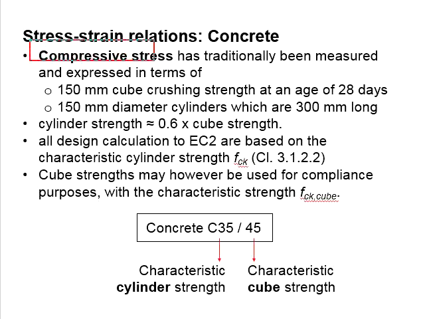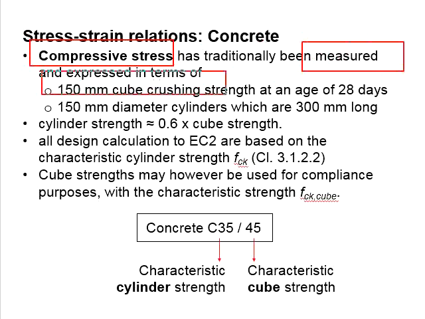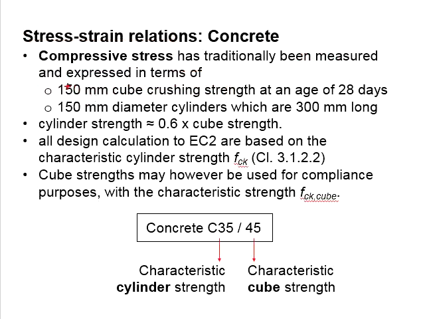The compressive stress in the concrete can be measured or expressed in terms of 150 mm cube crushing strength at the age of 28 days, or in the form of a 150 mm diameter cylinder with a height of 300 mm. The cylinder strengths are normally smaller than the cube strength, which is about 80% of the cube strength.